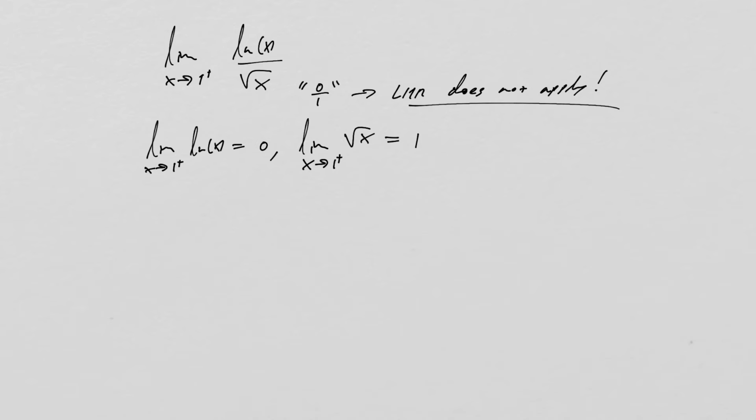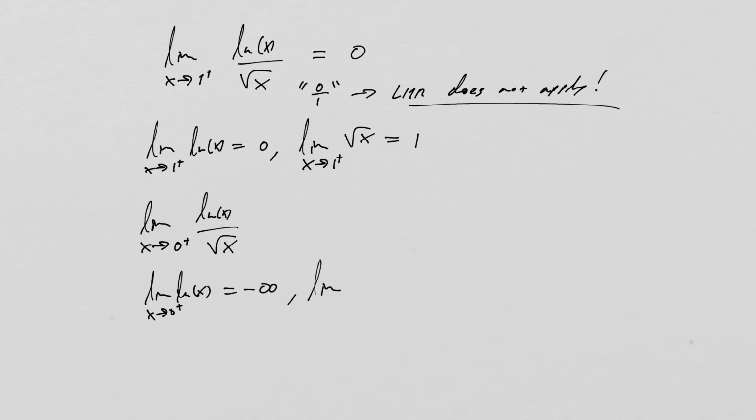Okay, this is not an indeterminate form, so this one actually turns out to be 0. All right, so we can actually examine a few more limits. What if I talk about the limit as x goes to 0 from the positive side of natural log of x over root x? Again, the limit of natural log of x as x goes to 0 from the positive side equals negative infinity.